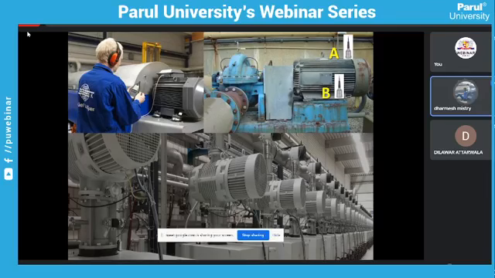At this time, if you can see the photo at the upper left, one person is standing with one device. That device is a vibration meter.